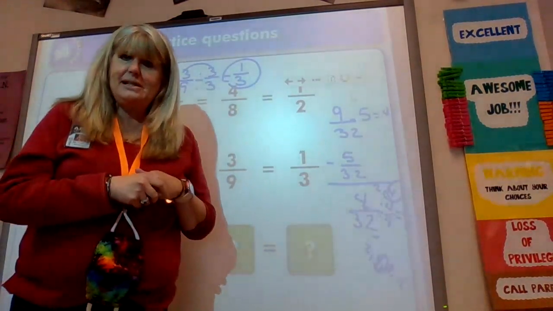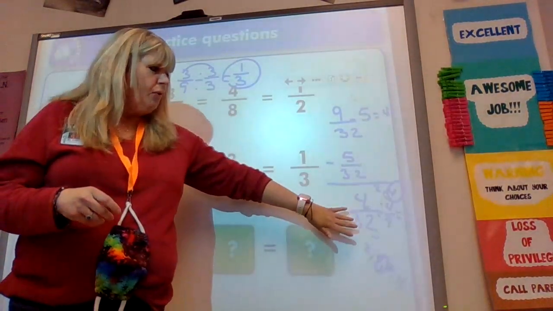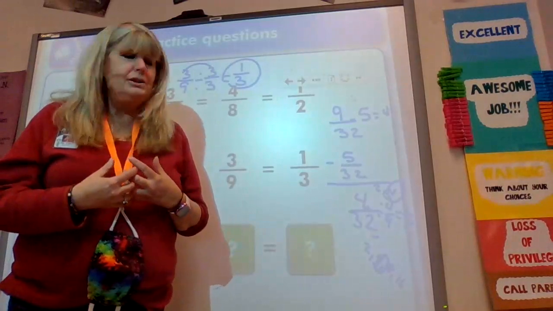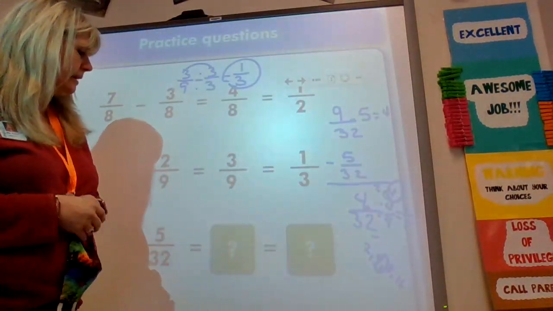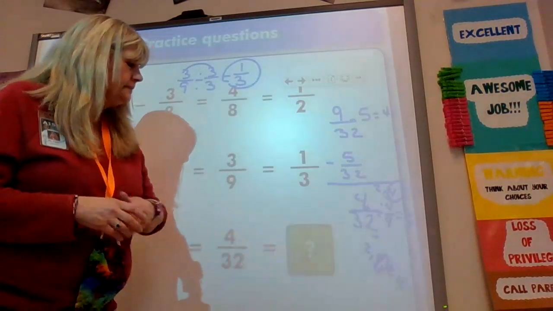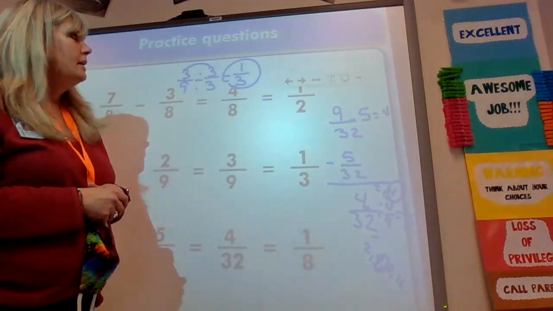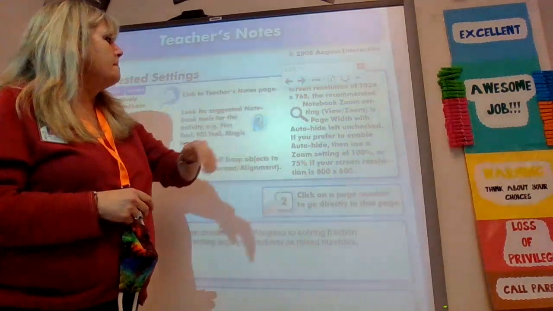Which just sounds so silly and weird because 4/32 sounds like it's so much. But when you reduce it down, it's 1/8. And let's check. 4/32 and 1/8.